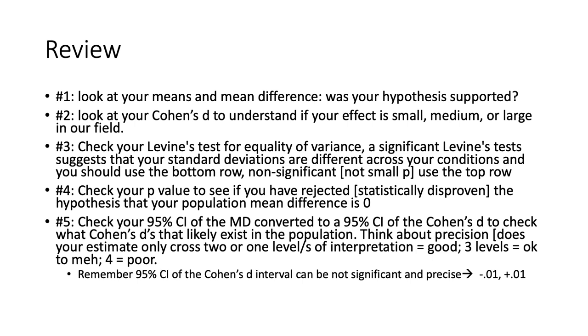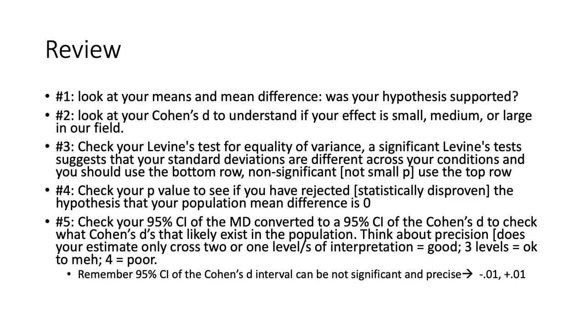Then the next thing I did was check my Levene's test for equality of variance. And what did I find? I found a non-significant test, so I used the top row. If I found a significant test, a small p, I would use the bottom row. So then I check my p-value to see if we have rejected, statistically disproven, the hypothesis that your population mean difference is 0. Yes, we did. Our p-value is 0.03, if my memory serves me correctly.